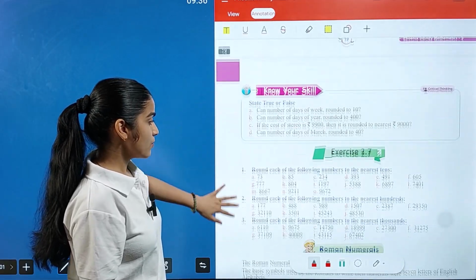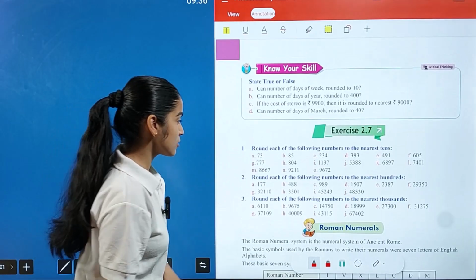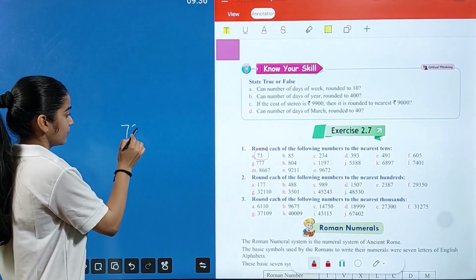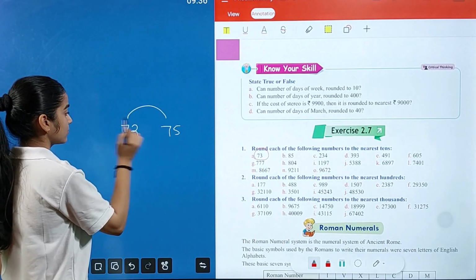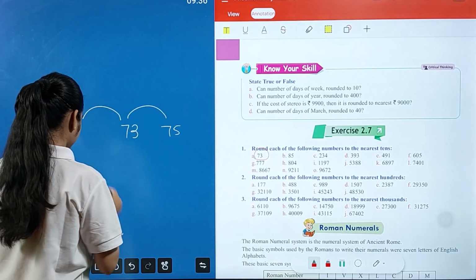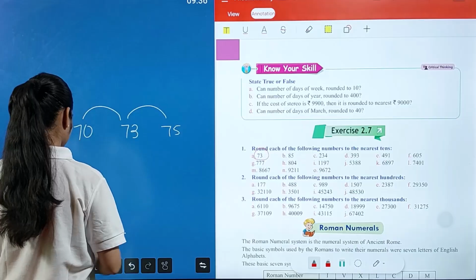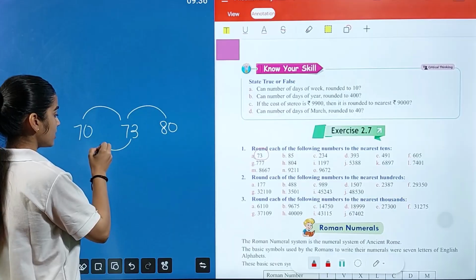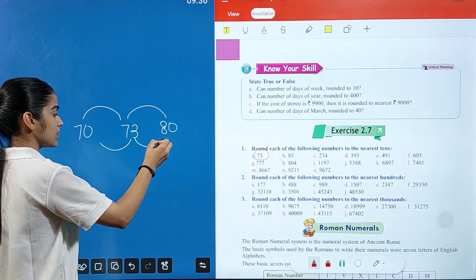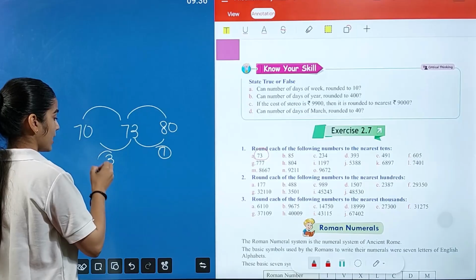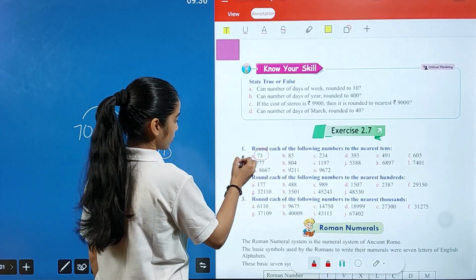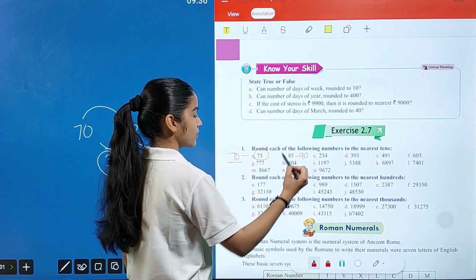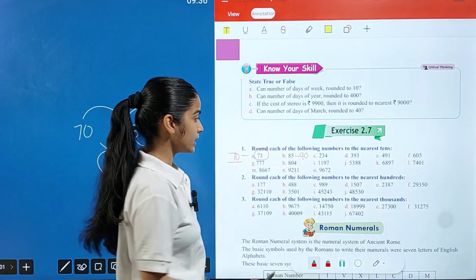Okay students, now we move forward to our next exercise, which is exercise 2.7. So 73, where we have to round off. In this case, we have to take only 3 steps and in this case, we have to take 7 steps. So where we have fewer steps, we just take it to that. So this is your 70. In 85, because this is the middle, we always have to take the greater number, which is 90.